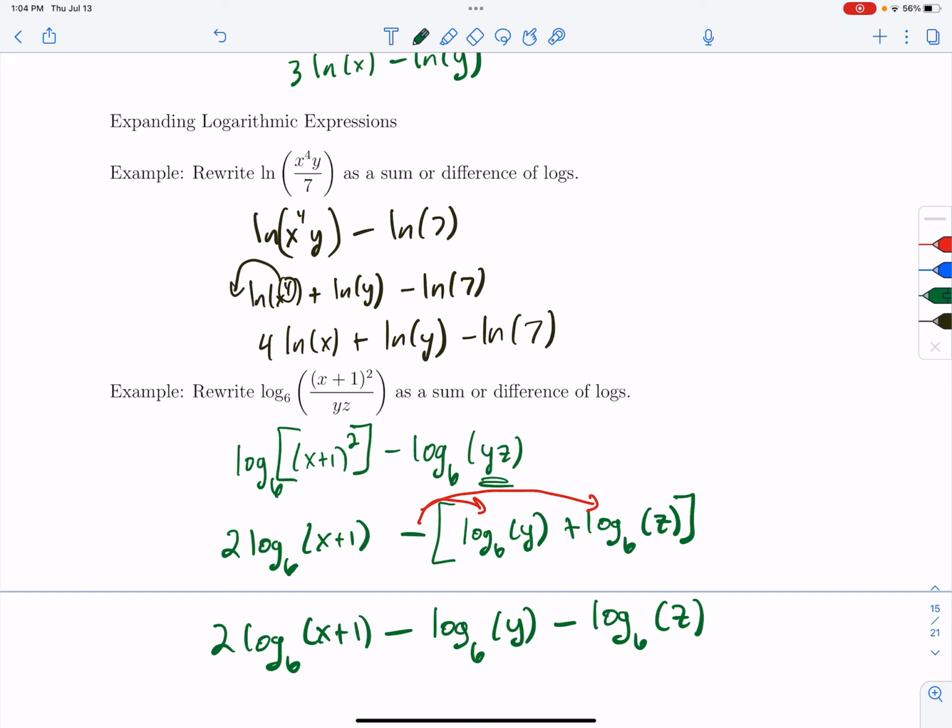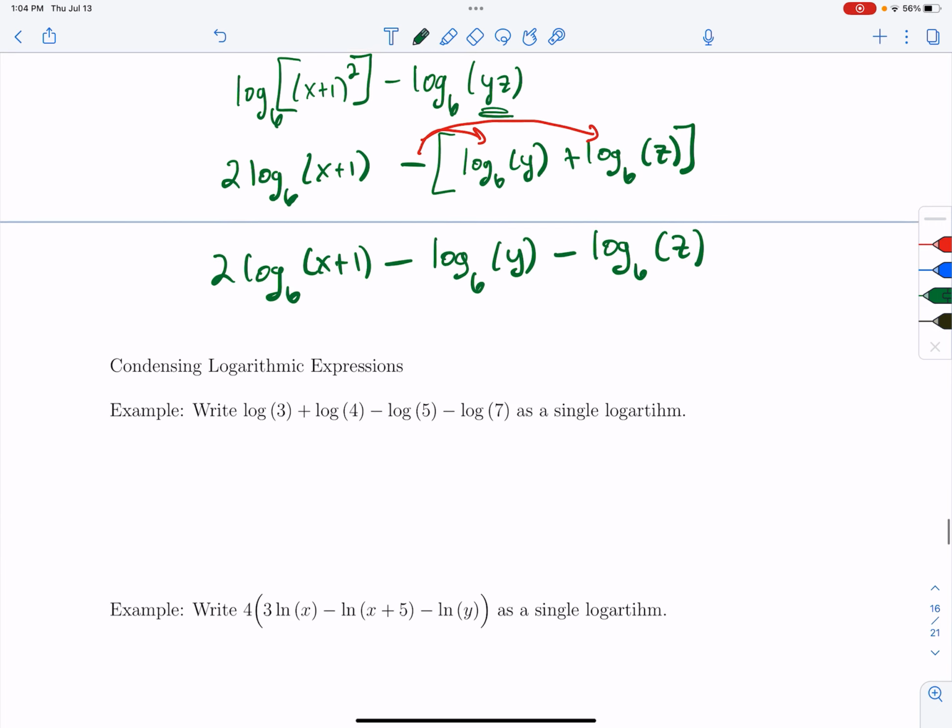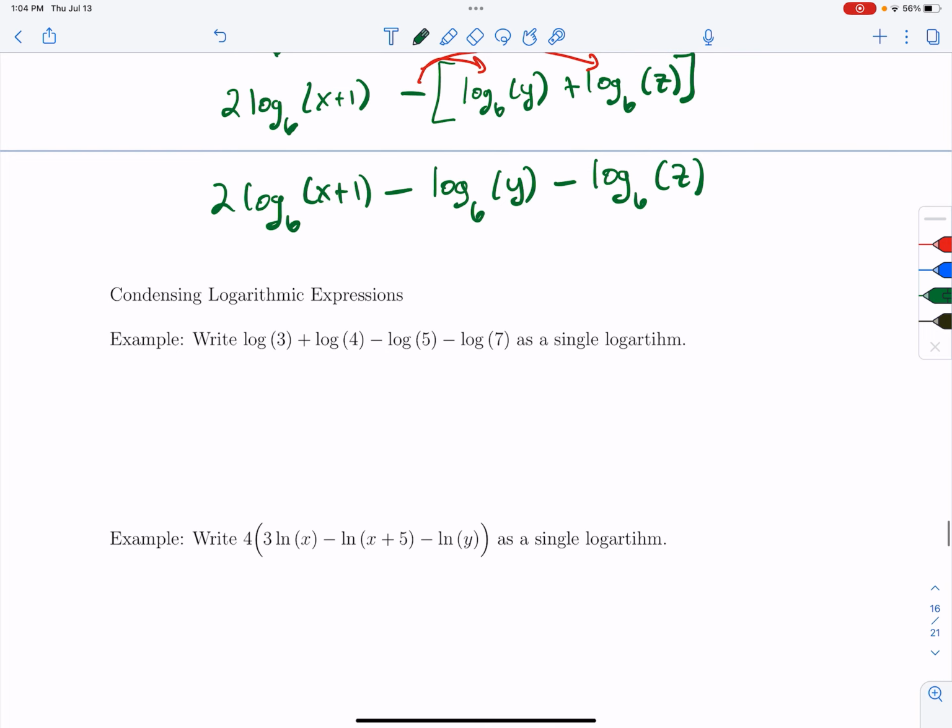Okay. And then the next two examples are going the other direction. So we want to condense these two expressions into a single logarithm. Just like we saw before, we can apply these rules when the bases are all the same. So for this first example, these are all base 10, so I can combine these.